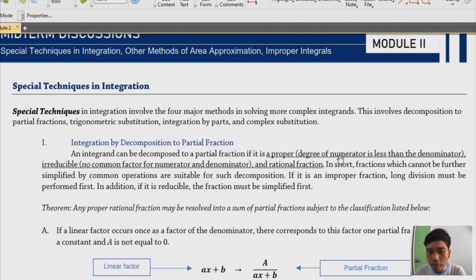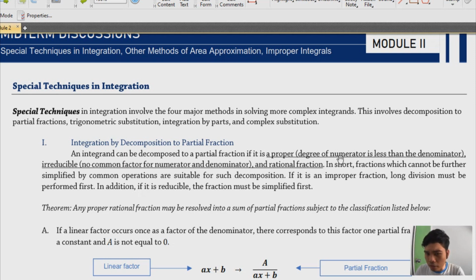Okay, so today we'll be discussing the first of the special techniques in integration. But before anything else, let's have some overview dun sa buong midterm. So yung ating pagdidiscussin is all about special techniques in integration, and there are 5 of them. So yung una natin would be the partial fraction decomposition, trigonometric substitution, integration by parts, and complex substitution. So apat lang pala yun.